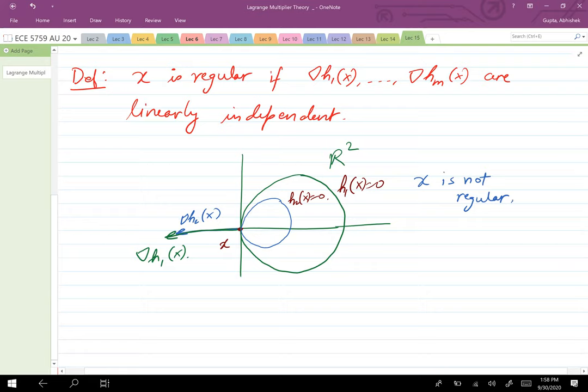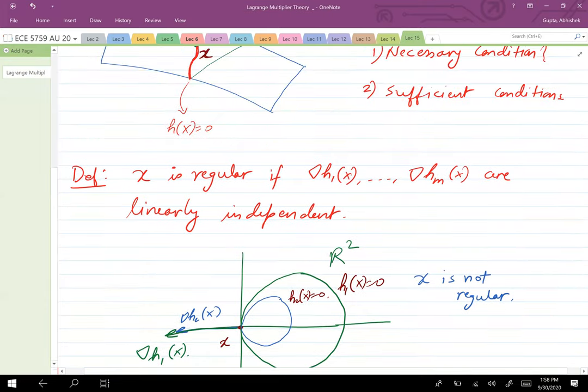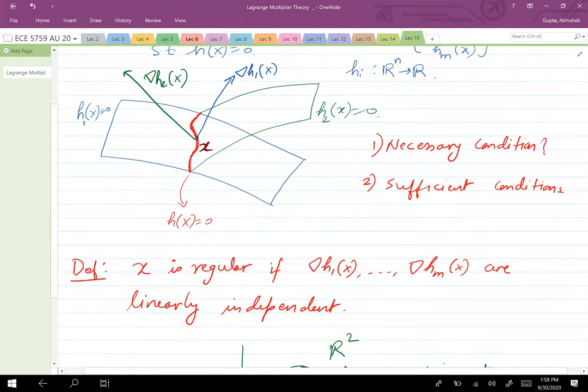Okay, so in this case, you looked at the gradient of the two surfaces, and they are both parallel to each other. In which case, the point X is not regular, whereas in this case, the two gradients are pointing in different directions, and therefore the point X is regular. So in the case of the necessary condition, we will require that the gradients are pointing in different directions, or more mathematically, they should be linearly independent. Okay, so the concept of regularity is clear now.